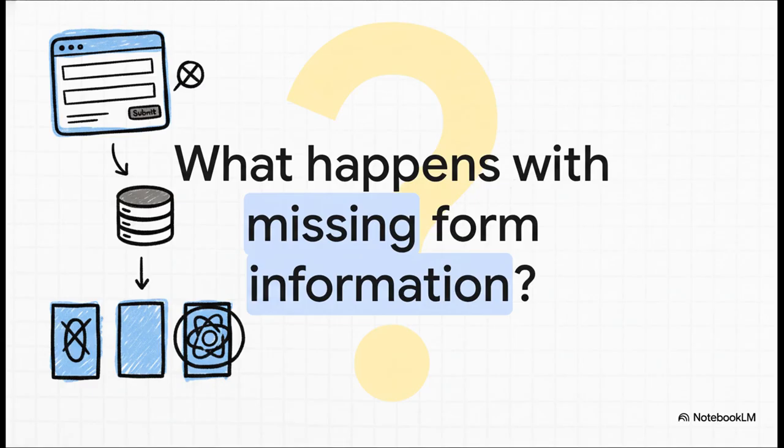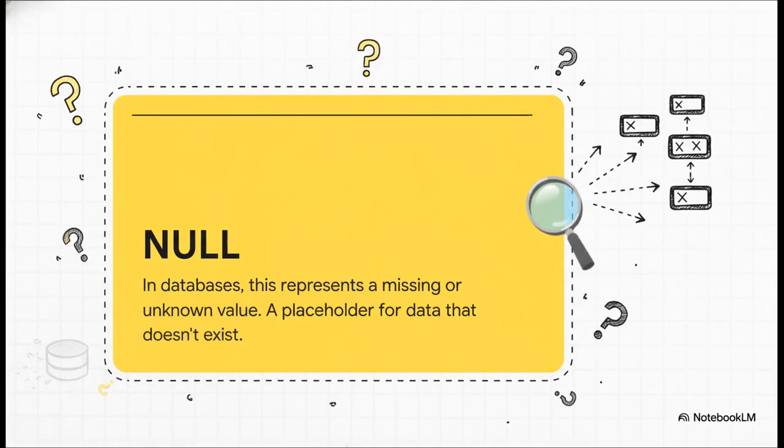Just think about the last time you filled out a form online. I bet you probably skipped an optional field, right? Maybe a phone number or something. So what does the database actually save in that spot? It's not the number 0, and it's not just a blank space. It's missing. And this is the exact problem that databases were designed to solve. And that solution has a special name, null.